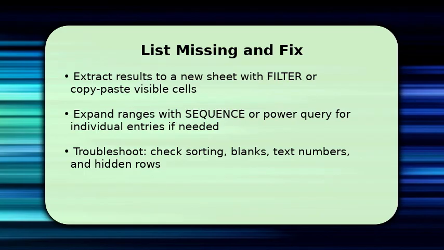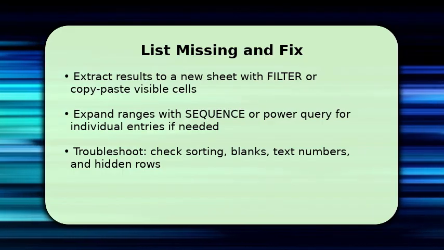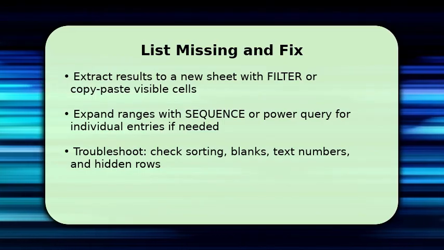Once done, reconcile against source systems and reinsert or flag ID. If something goes wrong, check sorting order, converted text numbers, hidden rows, and accidental blanks. These are the common causes of false results.